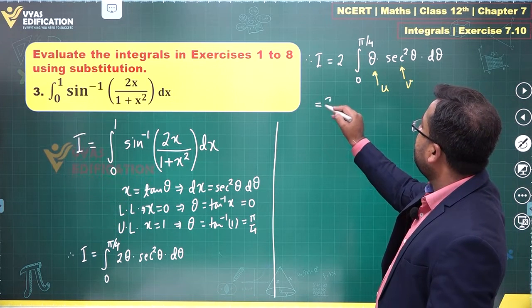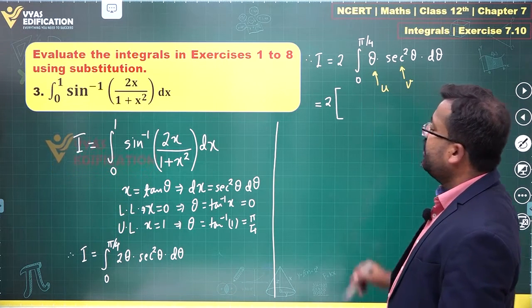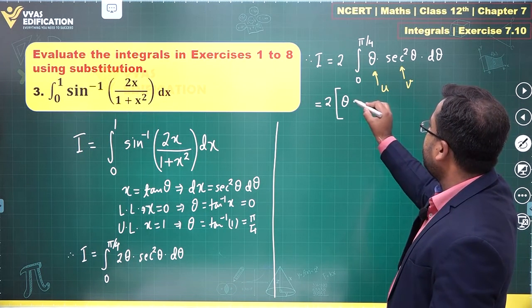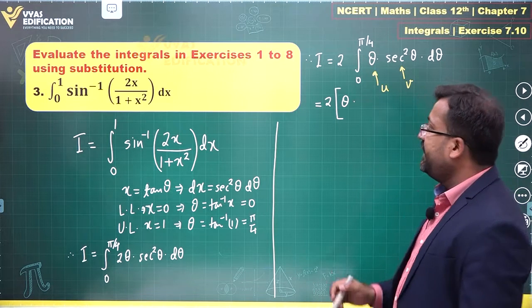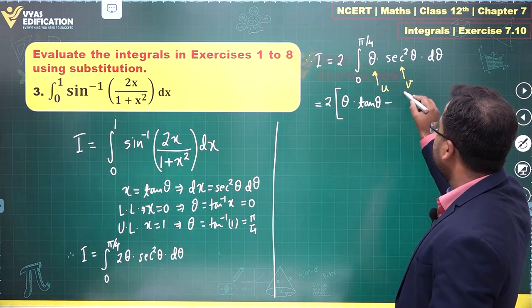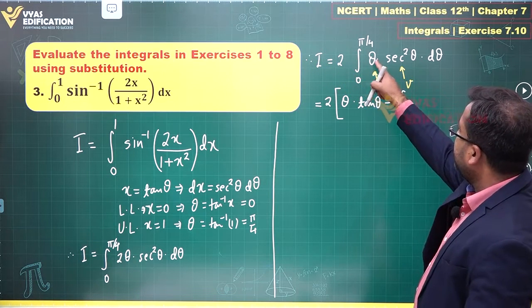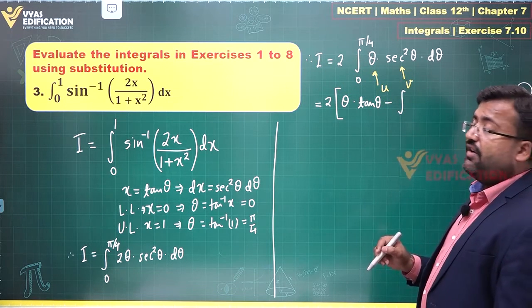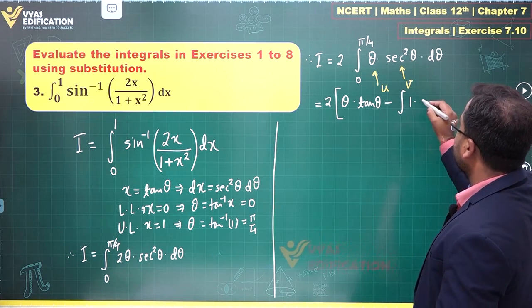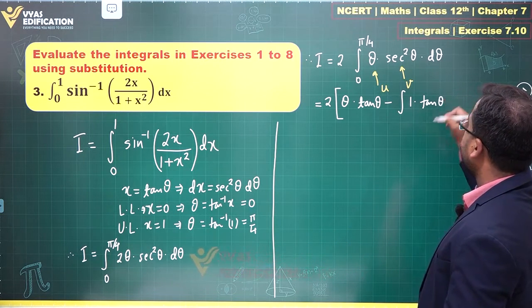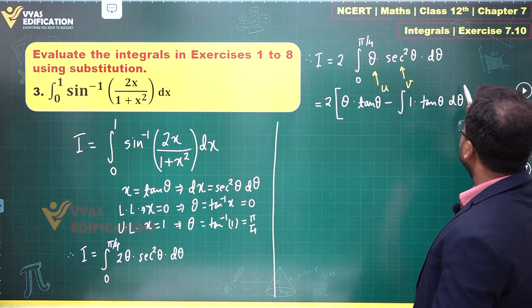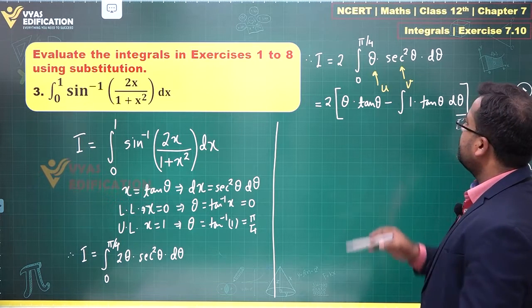So this is 2 times, in the bracket you have u times integral v dx, theta times integral of sec square theta. Now integral of sec square theta is tan theta, minus big integral of derivative of this theta, which is 1, times integral of sec square theta, which is tan theta, d theta. This is what I get. Is that okay? Yes. This is what I'll be getting.